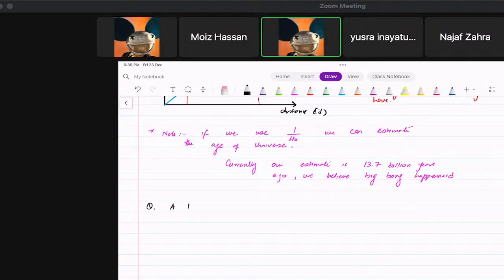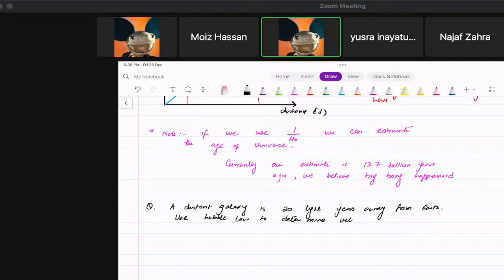So it says a distant galaxy is 20 light years away from Earth. Use Hubble law to determine the velocity of the galaxy as it moves away from Earth. All right. They've said the Hubble constant is 2.2 times 10 raised to minus 18 second minus 1, right?